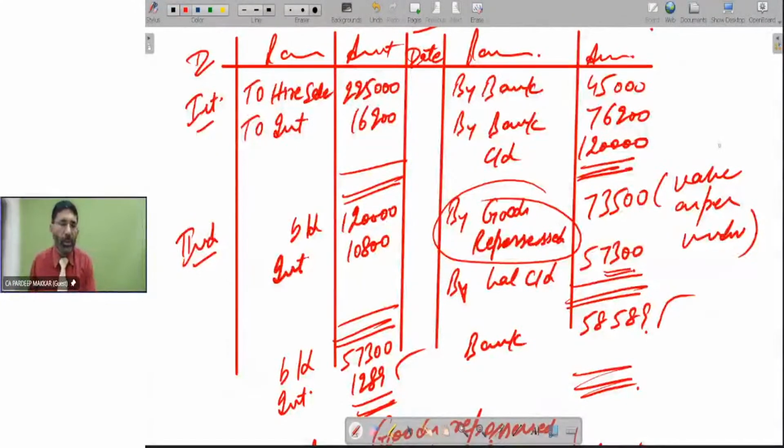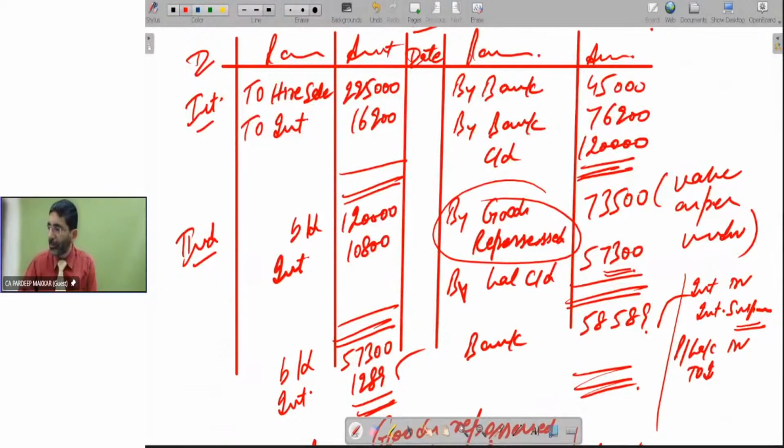No, interest will not be transferred to P&L account in the beginning. I would like to show you the entry in a proper way. You may note it down here. First of all, we will pass an entry: interest account debit to interest suspense account every year, and then P&L account debit to interest account to write off the interest every year.